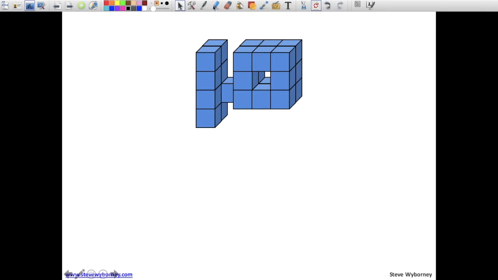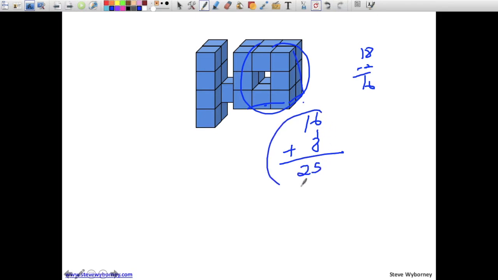So I see this as a 3 by 2 by 3. So it's 3 times 2 is 6 times 3 is 18. And then I'm going to subtract 2. So I know this whole thing has 16 cubes. Plus 1 over here is 17. And then this is a 2 by 4 and 8. So 17 plus 8 is 25. That's what I'm looking at.